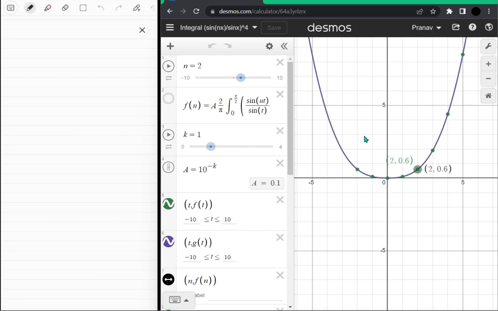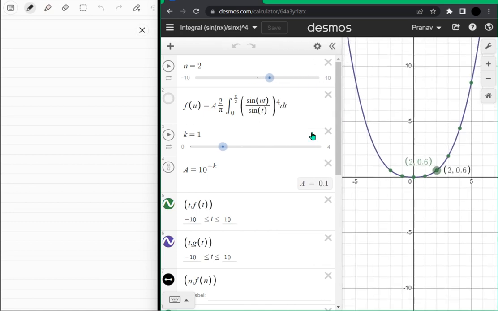Right. What is this video about? This particular graph is the graph of this integral. Let me make this larger. It's the integral from 0 to pi upon 2 of sine ut upon sine t to the power of 4 dt. Here u is the variable, and t is just a dummy variable for this integration. So how does this thing change with u? That's the aim.